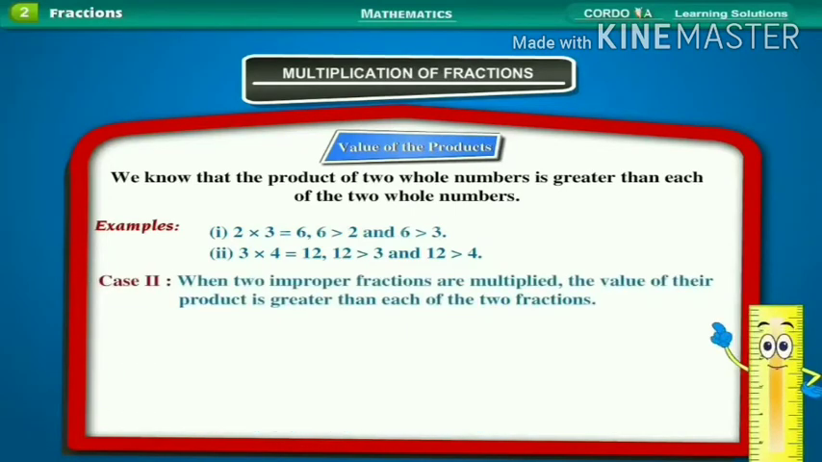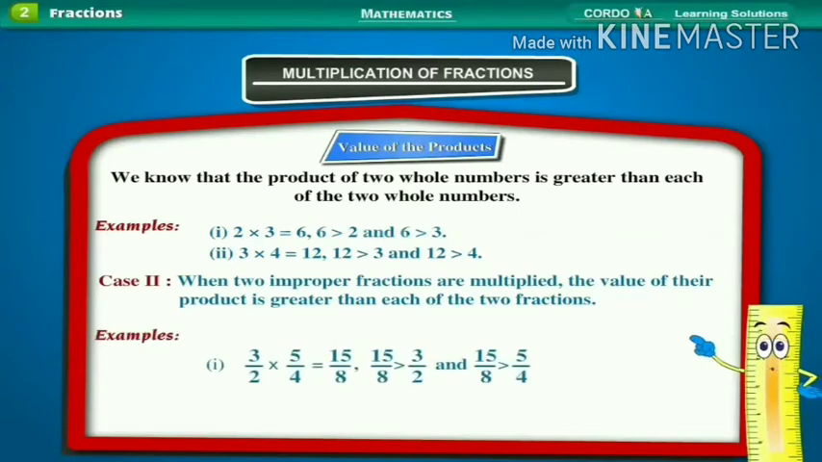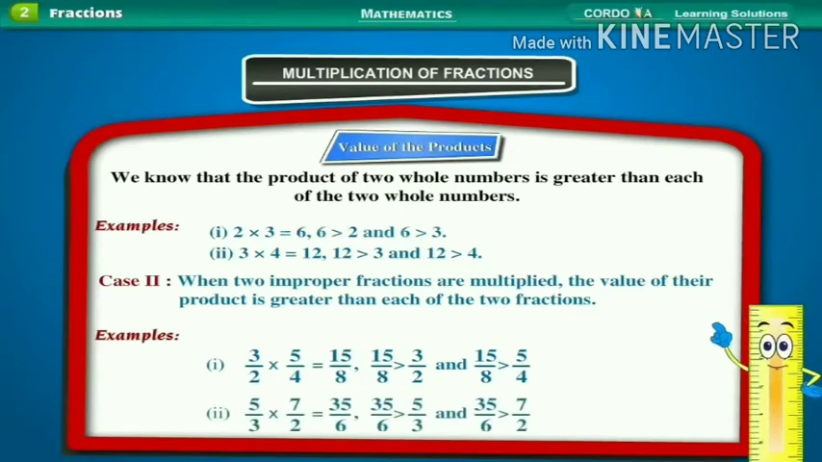Case 2. When two improper fractions are multiplied, the value of their product is greater than each of the two fractions. Examples: 3 upon 2 into 5 upon 4 is equal to 15 upon 8. 15 upon 8 greater than 3 upon 2 and 15 upon 8 greater than 5 upon 4. 5 upon 3 into 7 upon 2 is equal to 35 upon 6. 35 upon 6 greater than 5 upon 3 and 35 upon 6 greater than 7 upon 2.